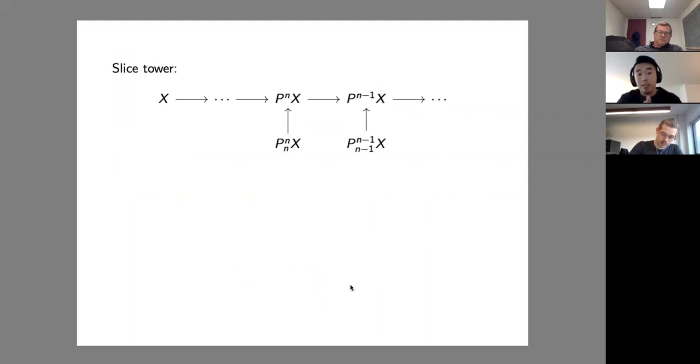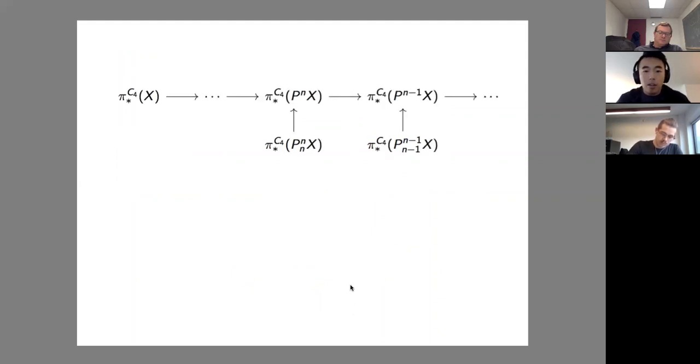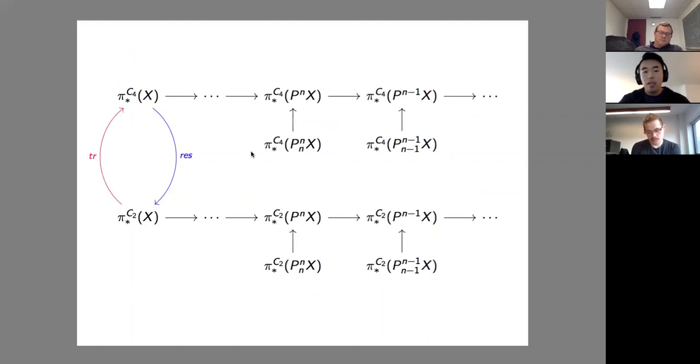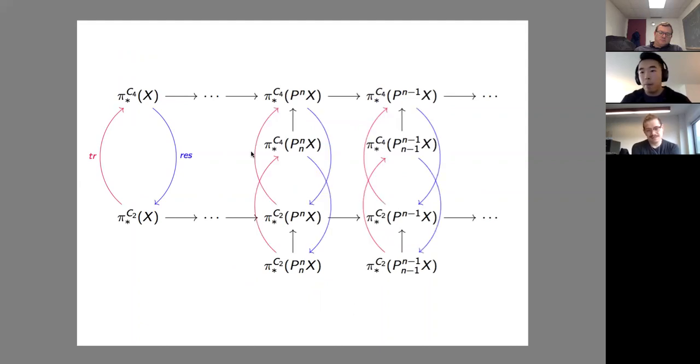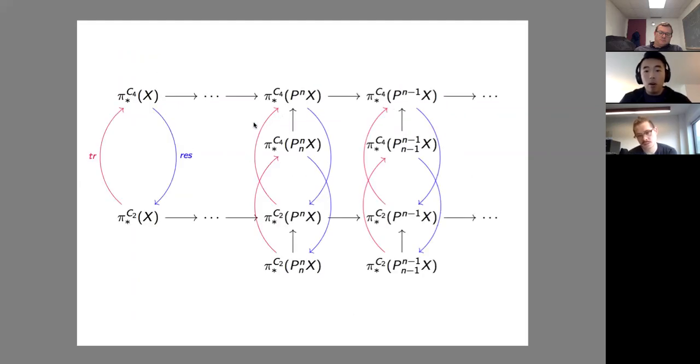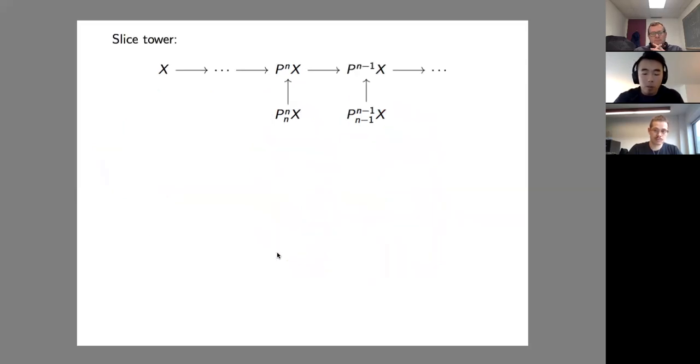So what I mean by a Mackey functor of spectral sequences: here's the slice tower. What I can do is take the C4 equivariant homotopy group pi little star of C4 everywhere. And I can also treat X as a C2 equivariant spectrum and take pi little star of C2 everywhere. So this gives me two towers, and there are restriction and transfer maps everywhere. This gives me a map of spectral sequences between the C4 slice spectral sequence of X and the C2 slice spectral sequence of X. So I can view this as a Mackey functor of spectral sequences, where the restriction and transfer maps are now maps of spectral sequences.